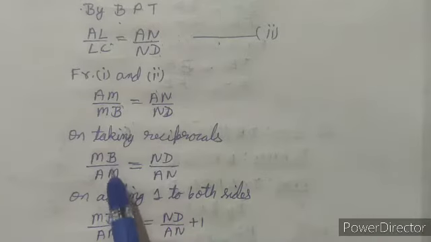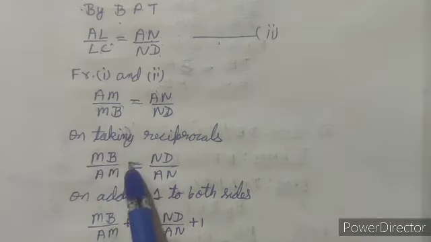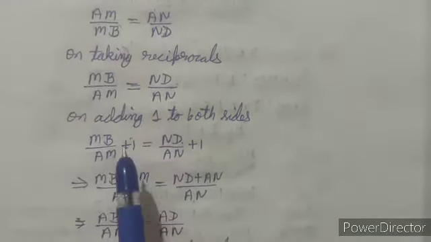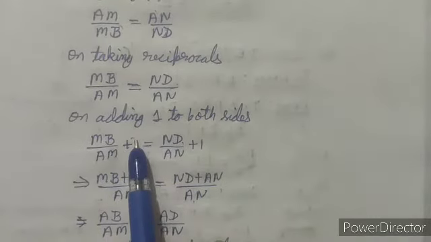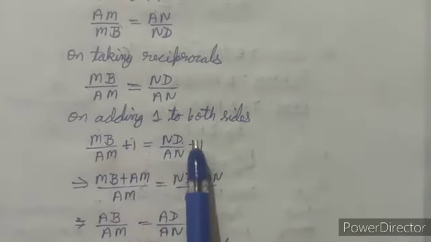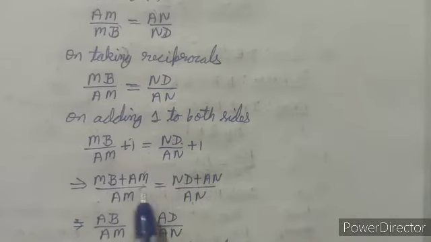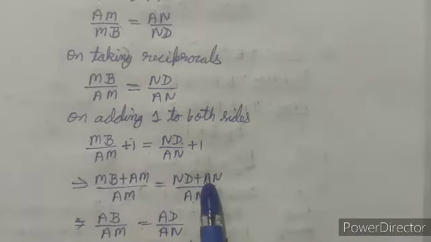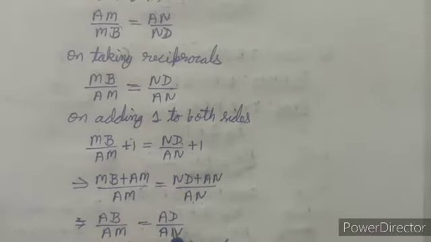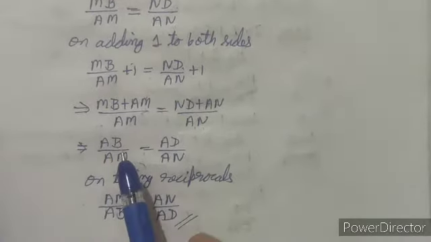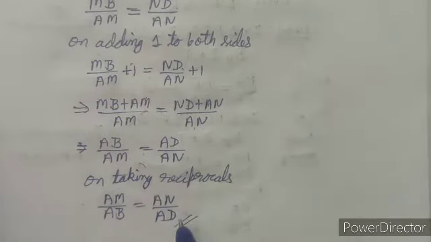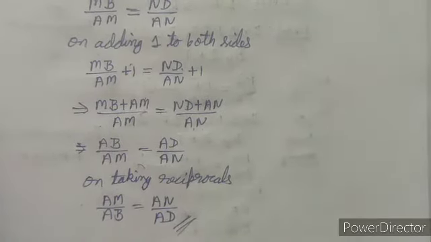As we know, MB plus AM will be equal to AB, which we have to obtain. So we will add 1 to both sides of the equation, and on taking LCM we will get MB plus AM upon AM equal to ND plus AN upon AN. MB plus AM will be equal to AB and ND plus AN will be equal to AD. On taking reciprocal again, we will get AM upon AB equal to AN upon AD, hence proved.